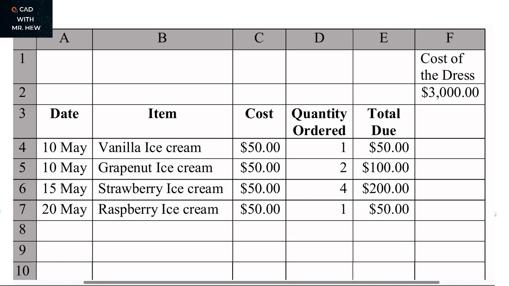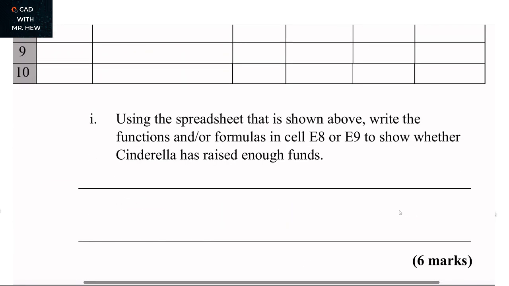Then we have the next item. We have on May 15th, the item was strawberry ice cream. The cost is still $50. And 4 units were ordered, and the total due is $200. And then on May 20th, we have raspberry ice cream. We have 1 unit ordered, so the total due is $50.